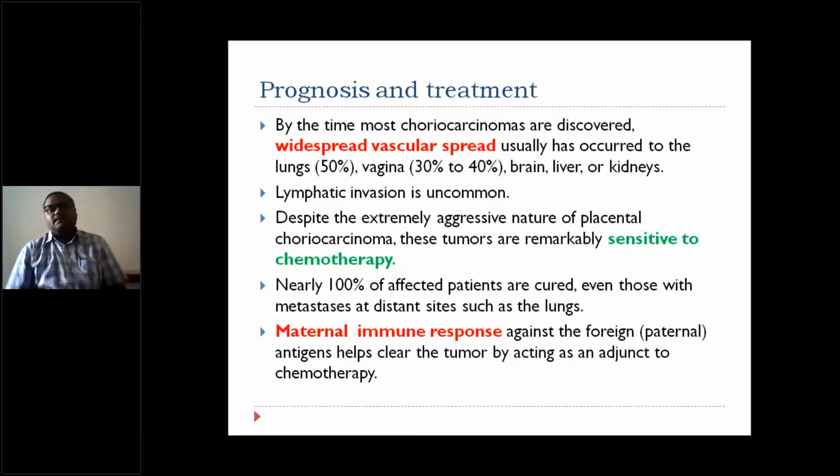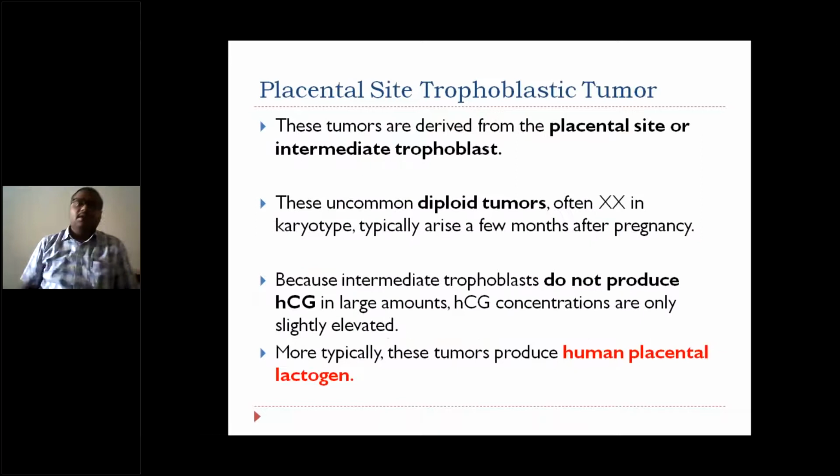And in the last slide we discussed that you will not find normal tissue, you will find only necrotic tissue. The reason being the maternal immune response. The maternal immune response against the foreign, paternal antigens helps clear the tumor by acting as an adjunct to the chemotherapy. Next topic is the placental site trophoblastic tumor.